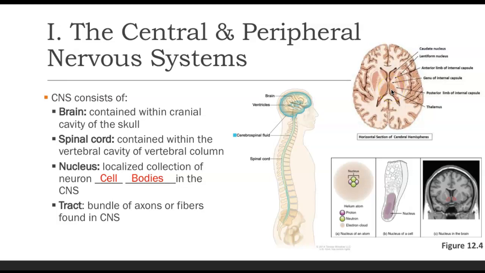And the other term is tract, and this is just a bundle of axons or fibers found in the central nervous system. So I'll refer back to tracts in just a little bit.